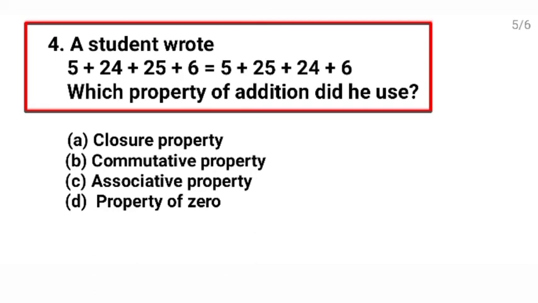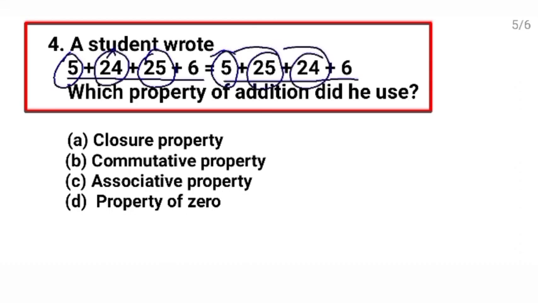Now question number 4 is a multiple choice question. In this they have given a statement that a student wrote 5 plus 24 plus 25 plus 6 is equal to 5 plus 25 plus 24 plus 6. Which property of addition did he use? Students, if you have observed, on both the sides the numbers are the same, like 5, 5, 25, 25, 24, 24, 6, 6. The numbers are the same on both the sides and they have given an equal sign in between.